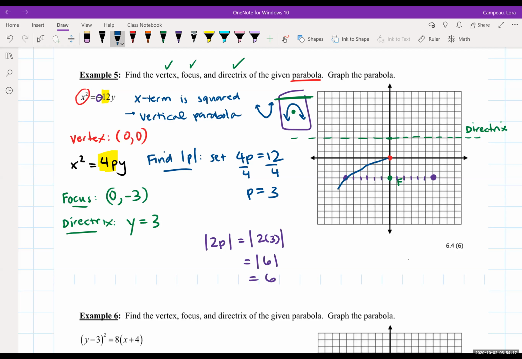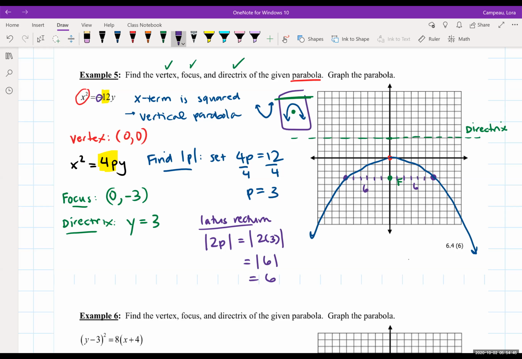And if you feel the need to, you can choose other points if you want more accuracy, but if you do use the latus rectum, it does kind of help you out with how wide to make the parabola, and there's no real guessing there. So just kind of a reminder there if you're interested. So quick little count there. So 6 units to the left of the focus, 6 units to the right of the focus. And that's all there is to it.